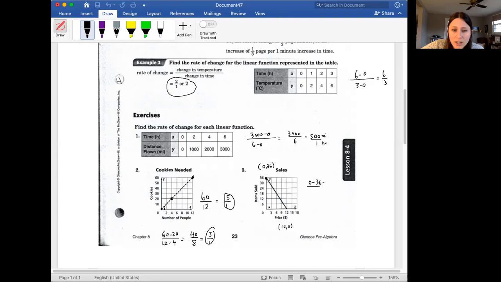And then our X goes from 12 to 0. So 12 minus 0. So when I do this, I have negative 36 over 12. And when I simplify this, it is negative 3 over 1. Negative 3 over 1, which means this negative shows that my rate of change is going down. It has a negative change. Okay, so that negative actually indicates something to us.